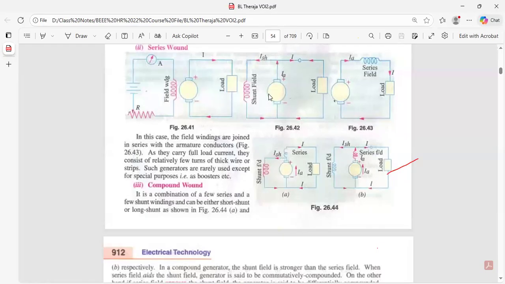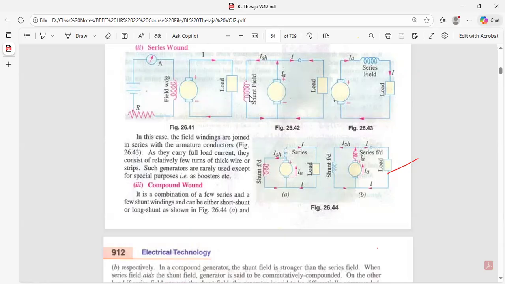Okay. What am I telling? Can anyone repeat? This is the equivalent circuit of the DC generator. Field winding, armature winding, and load are all in parallel.